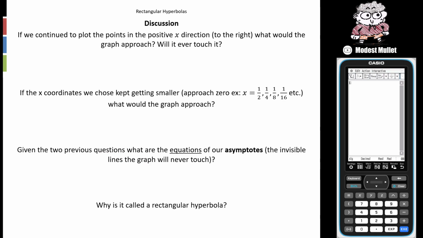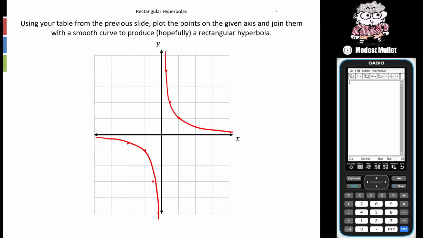Now, let's actually ask some of those questions. If we continue to plot these points in the positive x direction, so we've got this sort of shape going on here, if we kept going this way, what would the graph approach, and will it ever touch that value? Okay. So have a look.